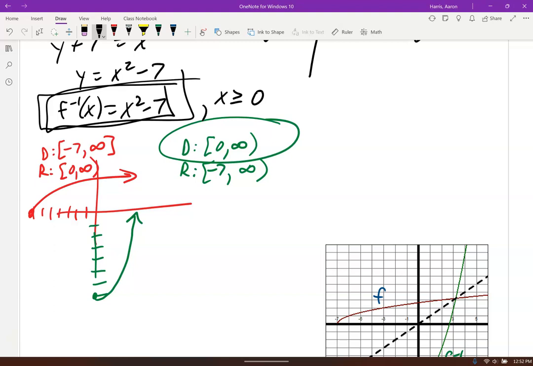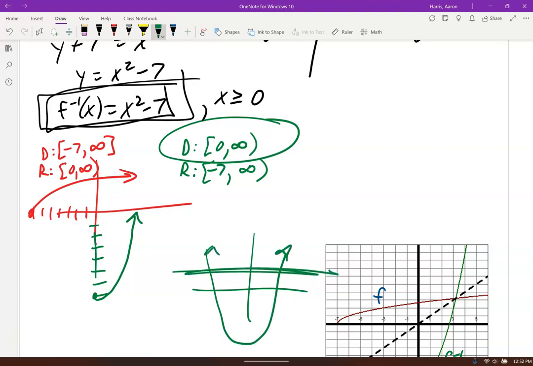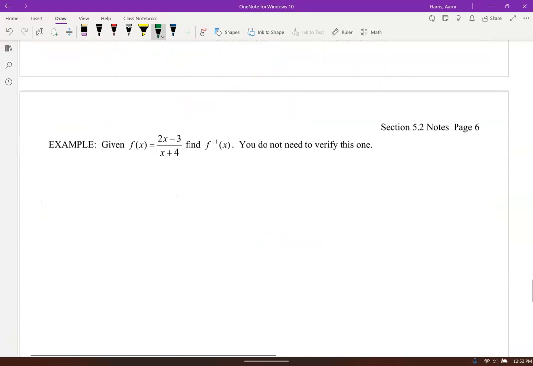Another way you want to think about that too, here's my x squared minus 7. Well, it's a function, but it doesn't pass the horizontal line test, so it can't have an inverse. That's why it's a restricted part of that. It's only the right-hand side of that. All right, let's move on here.